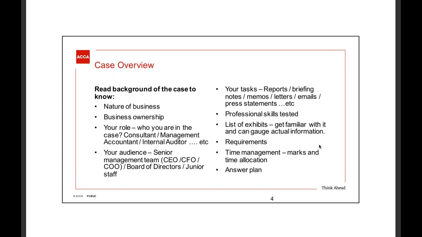Basically, once you get your exam paper, the front page tells you you're sitting for SBL. When you open that page, you will see a case overview, the background of the case. What does that case overview tell you? When you read the background of the case, you will know the nature of the business, what type of business they are in. Sometimes they'll tell you the business ownership, whether they are a family-owned business, a private company, a public listed company, or a non-profit organization.